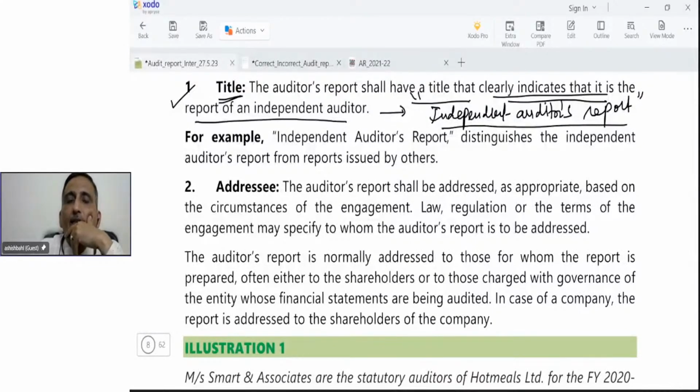Addressee. Now the second thing: before any report starts, it is addressed. To whom is the report being given? Addressee means to whom the report is given. Obviously the report is given to the persons who have appointed you, who have appointed the auditor.